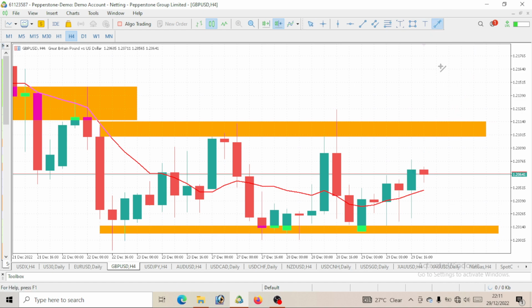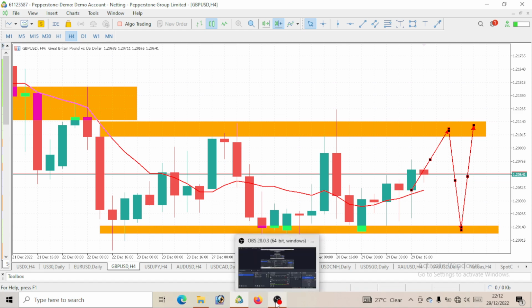If not, we can just see it come to this resistance level and price will drop to our support level and then get back up to our resistance level. So anyhow price plays out, this is how we are going to take the trade.